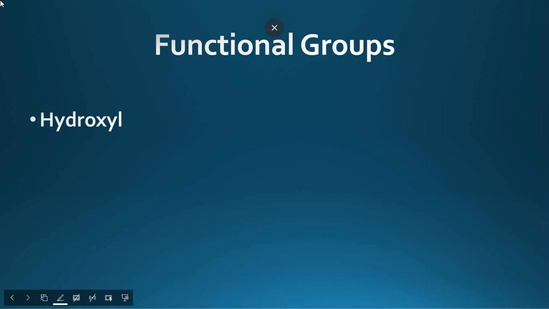So the first group that carbon can be bonded to is called a hydroxyl group. And a hydroxyl group is just an oxygen and a hydrogen. Okay, so hydroxyl groups are oxygens and hydrogens. So you can have a carbon molecule with an OH coming off of it. I'll show you an example in the next slide, kind of what a full molecule looks like. But carbon with an OH associated with it, that's a hydroxyl group. And these types of molecules are alcohols that are associated with hydroxyl.